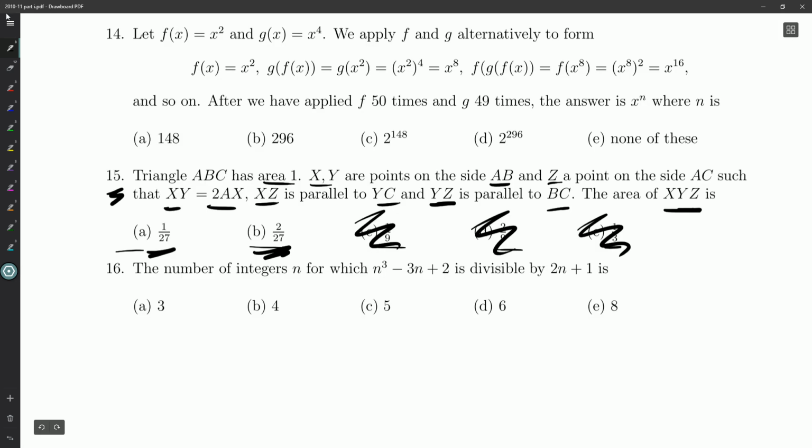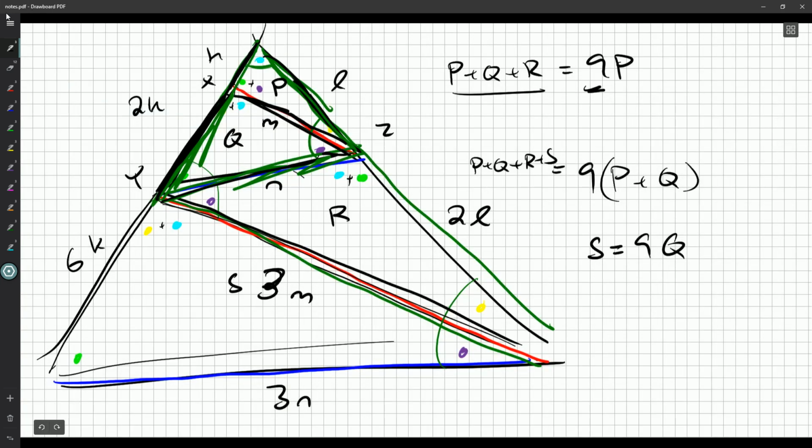All right. Have I missed any information? XY is 2 times AX. That one's fine. We know the area is 1. Z is on AC. Parallel, parallel. Ah, there it is. That's what it is.